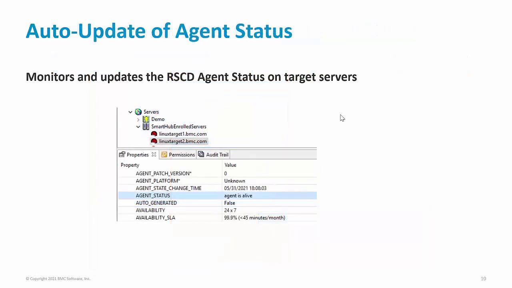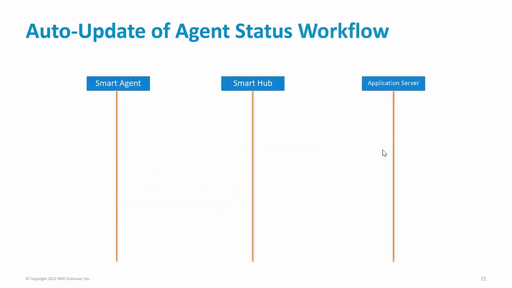Moving on to the second feature of the Smart Agent, that is the auto update of agent status. As we discussed, the Smart Agent keeps monitoring the status of the RACD agent on the target server, and if it detects any change in its status, it will get reflected in the TSSA in the server property agent underscore status as shown on the screen. Let's see the workflow of the auto update of agent status feature.